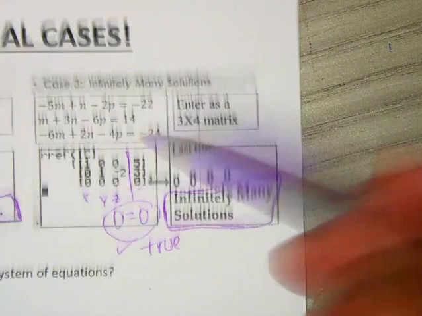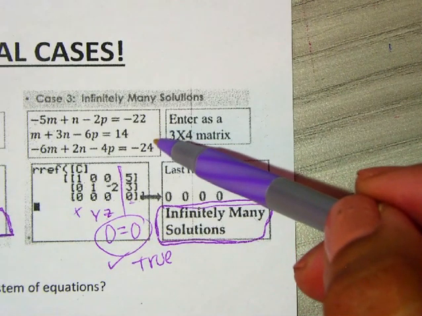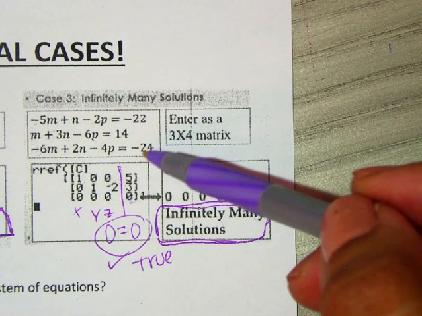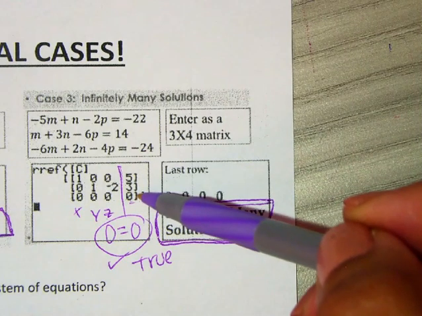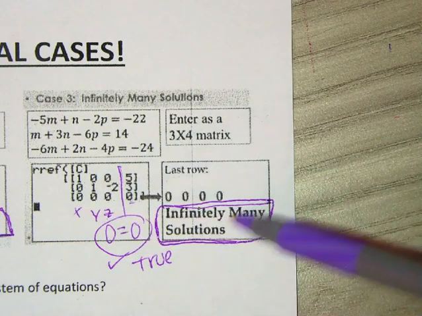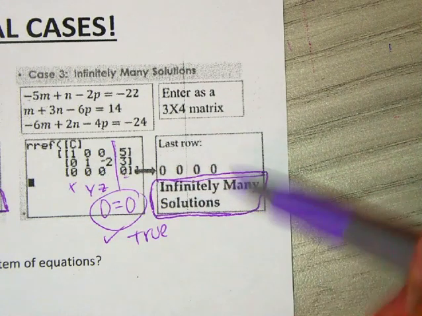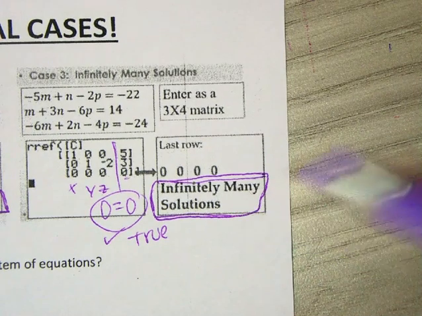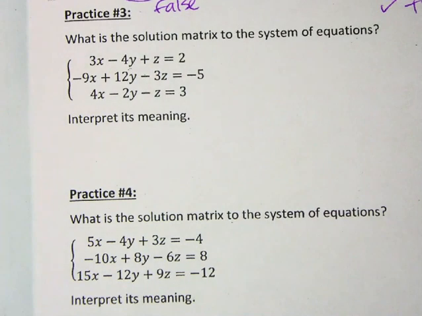So again, they give you a system. Your job is to solve it. You use the matrix method in the calculator to get your answer quickly. And then now you interpret the solution. So if you have zeros all the way across, that's infinitely many solutions. Go ahead and practice these two examples and find out what your solutions are for these.